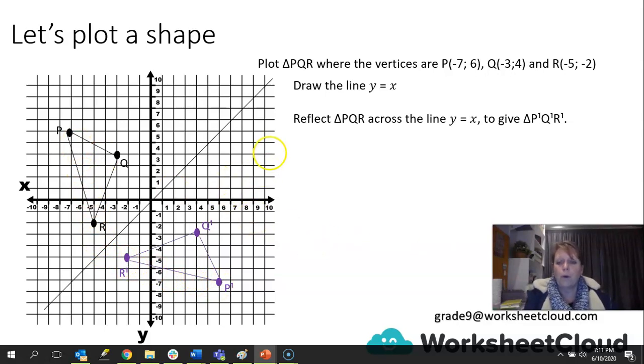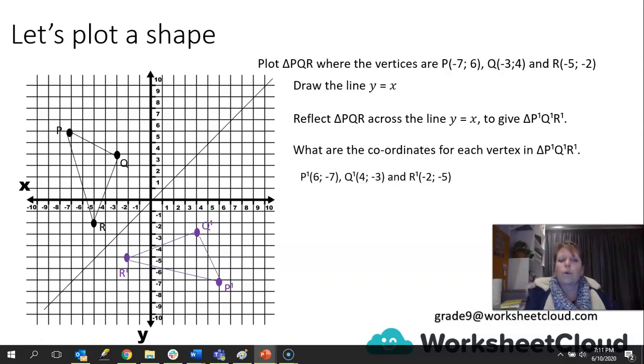So if you put a mirror up across the line y is equal to x, you will see that the triangle P1, Q1, R1 is exactly a reflection of PQR. So it is its image in the mirror. All right, so what are the coordinates for each vertex in triangle P1, Q1, R1? Well, we've already said that because we had to reflect it, P1 instead of (-7, 6) becomes (6, -7). Q1 instead of (-3, 4) becomes (4, -3). And R1 instead of (-5, -2) becomes (-2, -5).